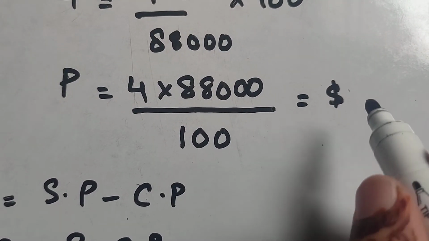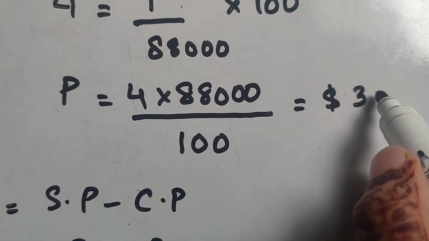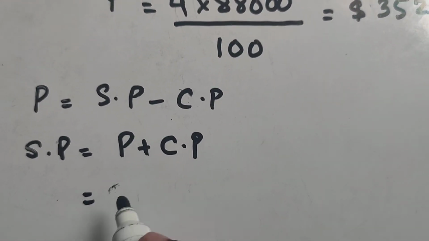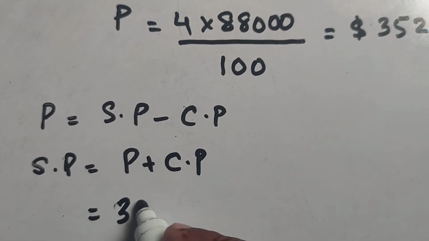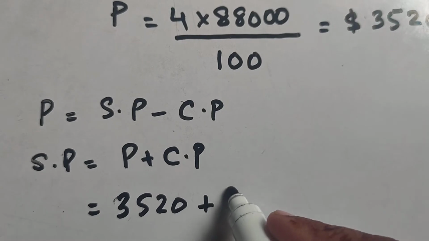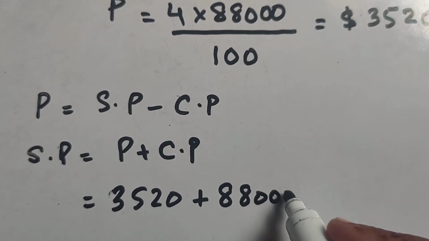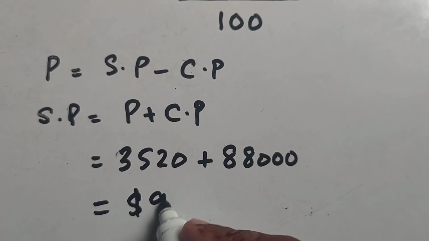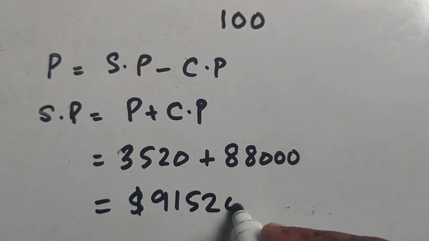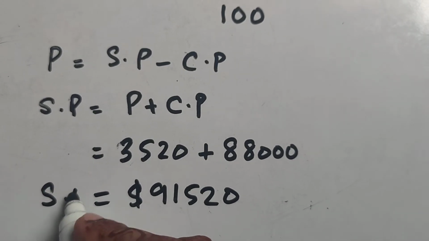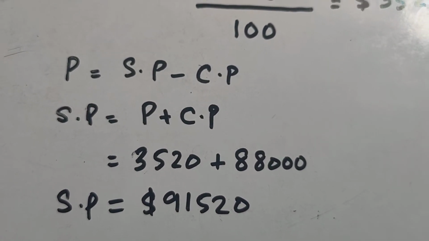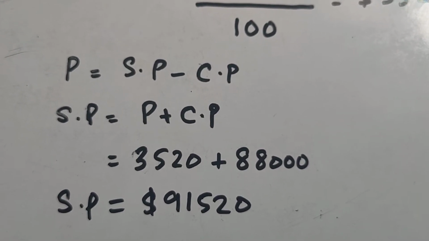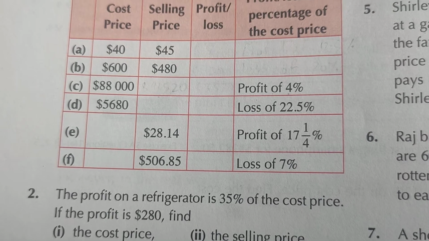Sorry, students, we made a mistake over here. The profit was 3520, that is 3,520. So profit is 3520, the cost price is 88,000, and this sum is 91,520. This is the selling price. Okay, students, just make a correction over there. It is the selling price, 91,520. Now let's move to part D.